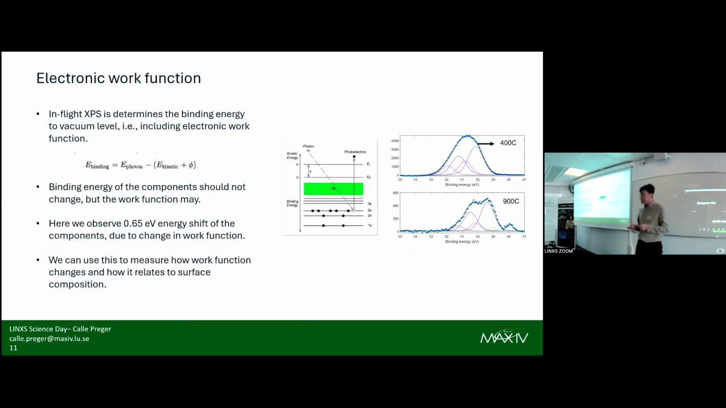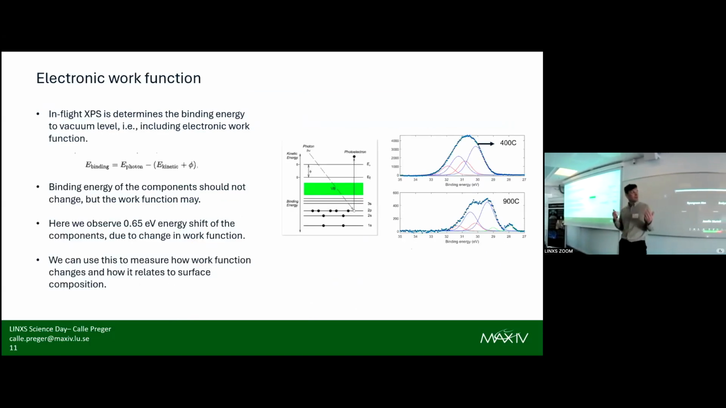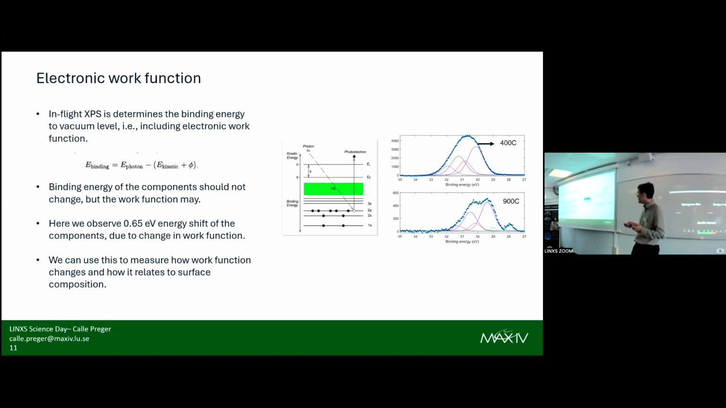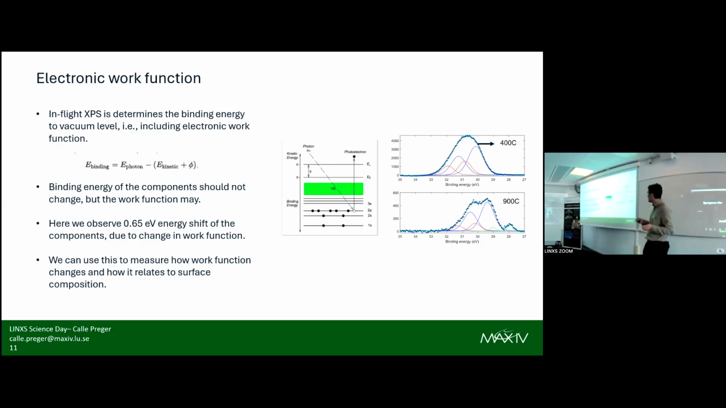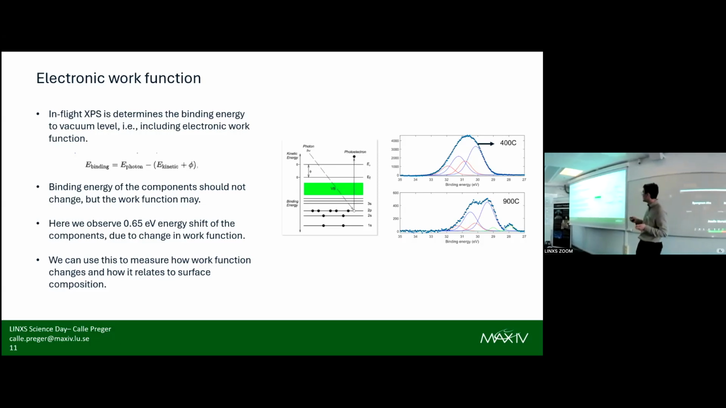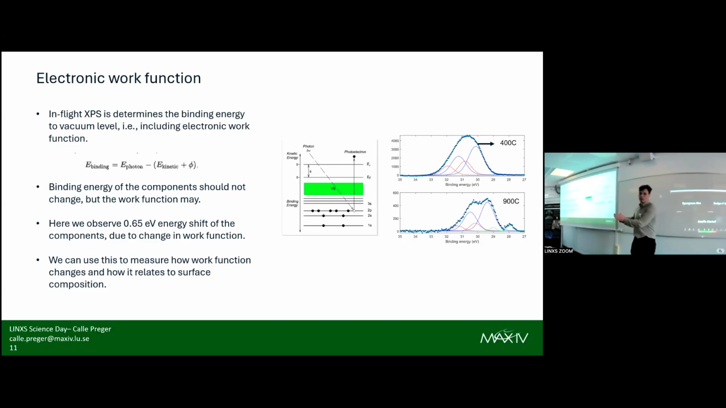The last thing I want to mention is that when we're doing these types of measurements, we always measure to vacuum because the particles are not on a support. So they are free flying, and that means that we always include the electronic work function in our measurements. And that means if the electronic work function of the particle changes, we will also see that. So in this case, you can see that going from low temperature to high temperature, the electronic work function shifts all the peaks by about 0.65 eV.